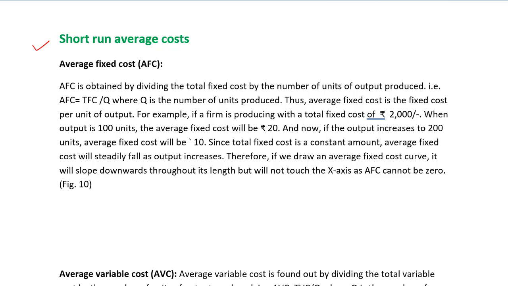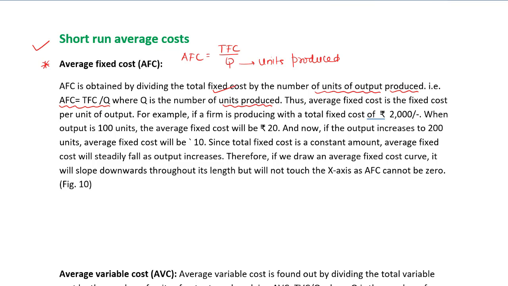The first topic that we are going to discuss today is average fixed cost. The formula to find average fixed cost is total fixed cost divided by quantity. AFC is obtained by dividing the total fixed cost by the number of units of output produced, that is AFC equal to TFC by Q, where Q stands for units produced. Thus, an average fixed cost is the fixed cost per unit of output.